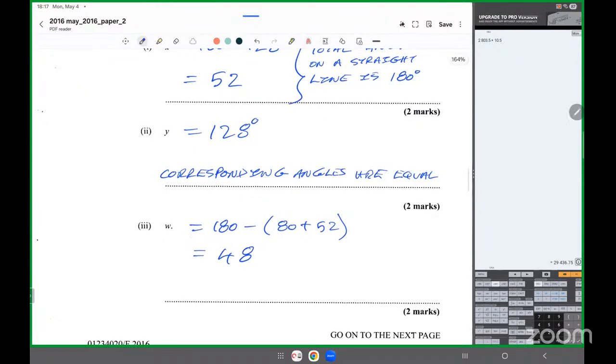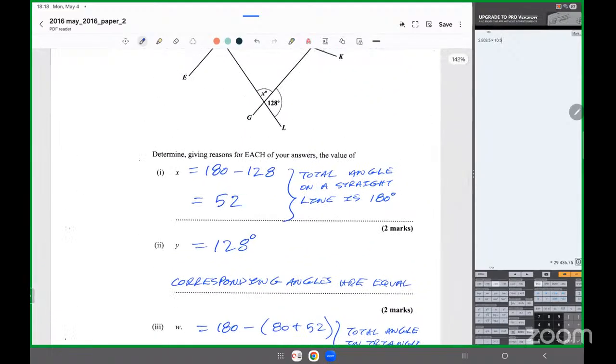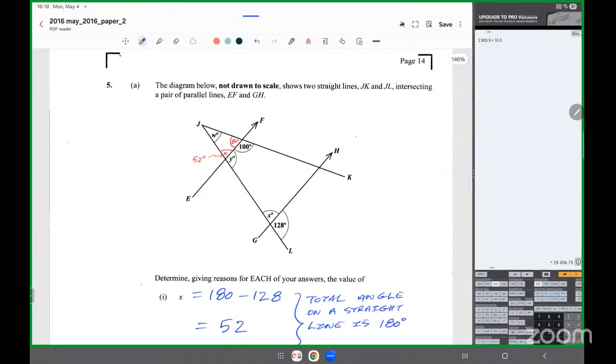Total angle in a triangle is 180 degrees. That's what we use. Total angle of a triangle is 180 degrees. All right.